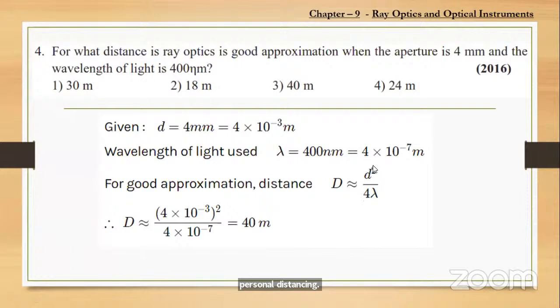Expression: D is equal to D square by 4 lambda. D square means that they have given the distance 4 millimeter.